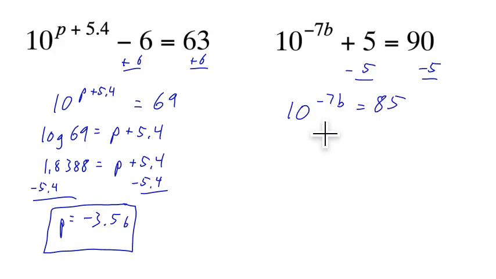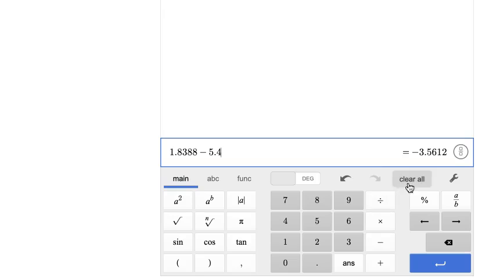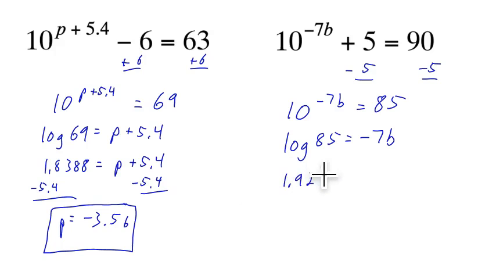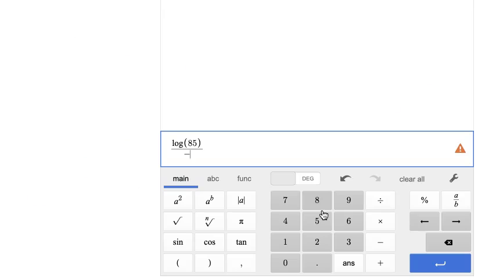The variable is in the exponent, so let's go ahead and rewrite this with logarithms. So we have the common log of 85 is equal to the exponent. We'll go to the calculator to figure out the common log of 85. And we just need to divide that by negative 7 to solve for b. And at the nearest hundredths place, we have negative 0.28.